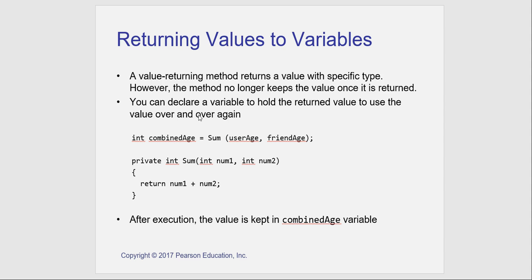In this example, when we're calling a method, we can get that method to return a value. So in the example here, we're initializing a variable as an integer, combinedAge, and we're assigning that variable equal to the result of a method we call Sum. Whatever user age and friend age are, let's say 20 and 21, that information gets passed into the method.